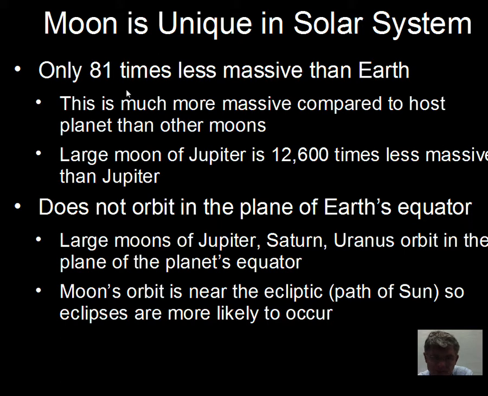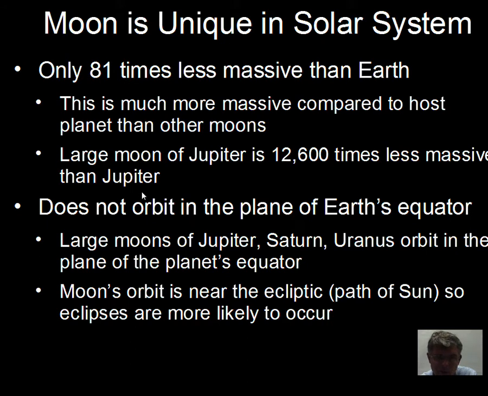But that's a bit bigger mass compared to the home planet than, say, for Jupiter. The largest moon of Jupiter, you divide Jupiter's mass by 12,600 and you come up with the mass of the Moon. You only have to divide the Earth's mass by 81 to get the mass of our Moon. So it's unusual. The Moon is unusual. It has a lot of mass compared to its host planet, the Earth.